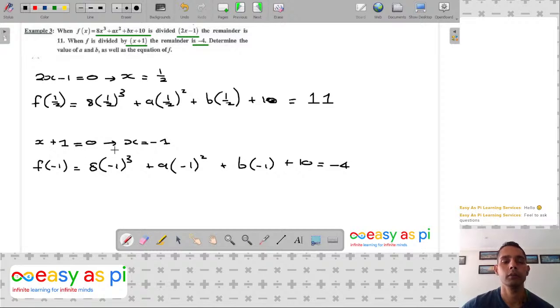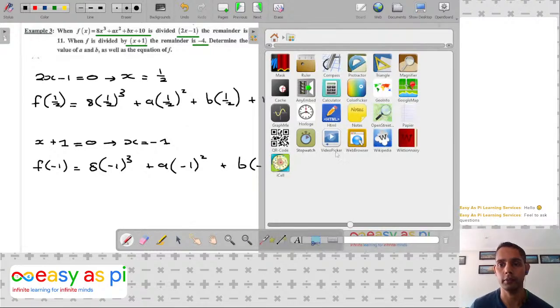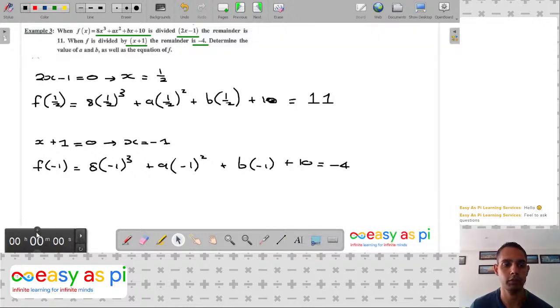Now what you're going to do is simplify this, and you're going to notice you might get two simultaneous equations, and then you're going to solve for a and b. I will take you through it, but first I'm going to give you some time to work through it. 2 minutes and go.